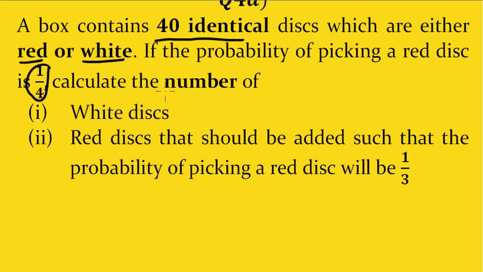And then you're told to calculate the number of white discs, and then you're also told to find the number of red discs that should be added to the box such that the probability of a red disc will be 1/3, but we'll come to that later. Let's just focus on question 1, and I'll try and break it down and be as quick as possible. I'm trying to make my videos faster, or shorter rather.